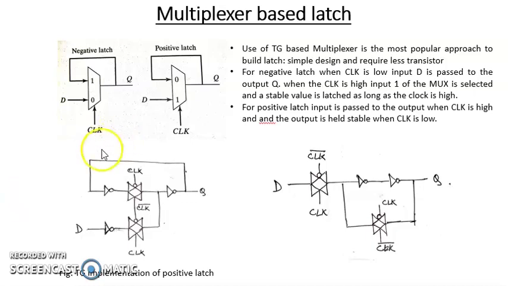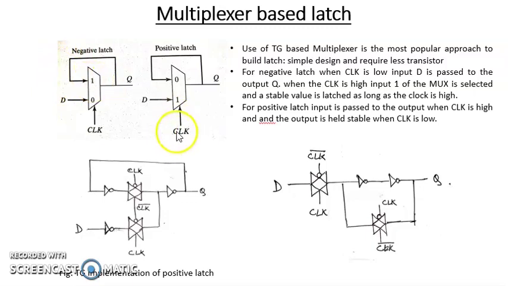For a negative latch, if the clock signal remains low, the input D will be passed to the output. So the output Q will copy the input D, and when the clock goes high, the latch will be in a hold state, or a stable value will be latched at the output of the device.